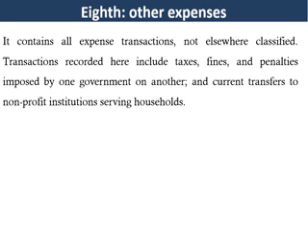Then the final class or category of economic classification of public expenditure is called other expenses, and this item includes all expenses that are not classified in the previous 7 categories, and these expenses include taxes, fines, and penalties imposed by one government on another government unit, and also current transfers to non-profit institutions serving households.